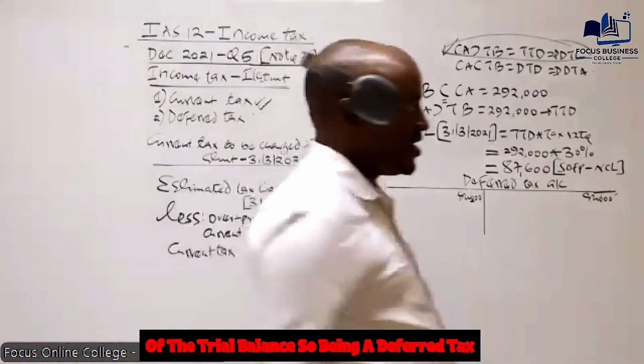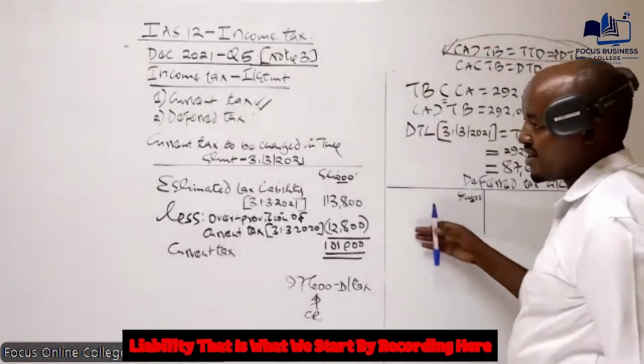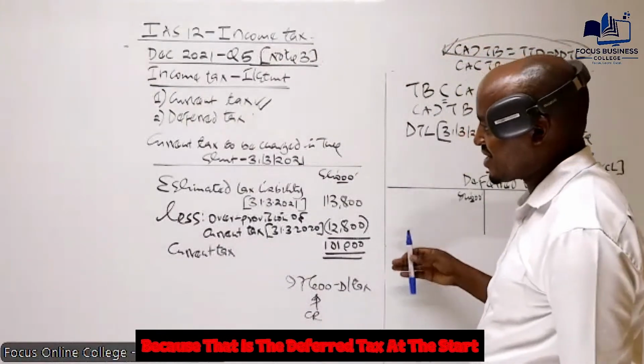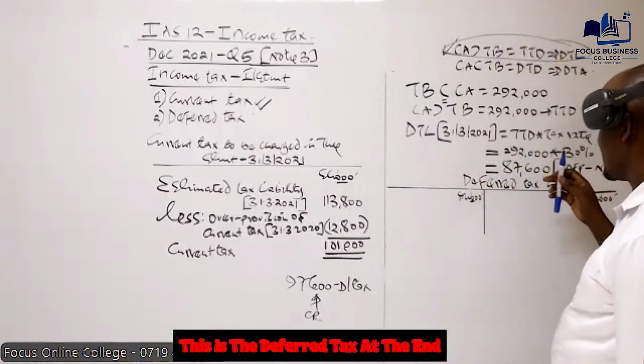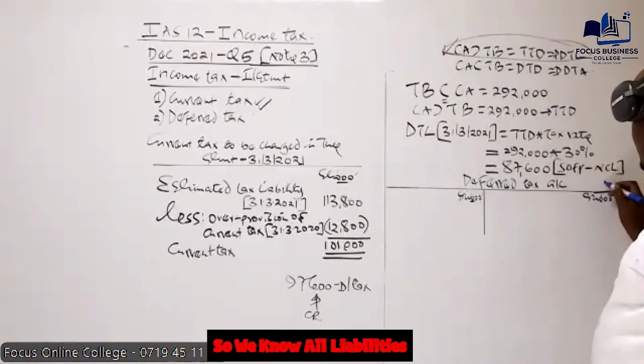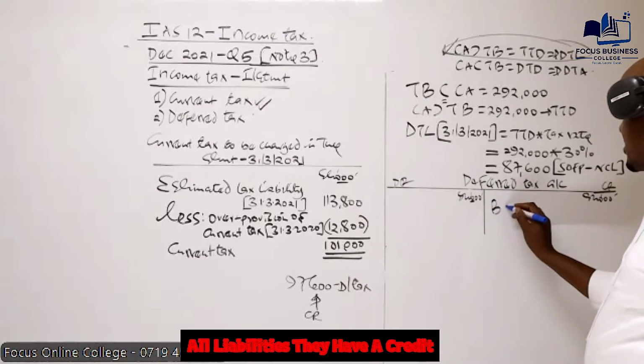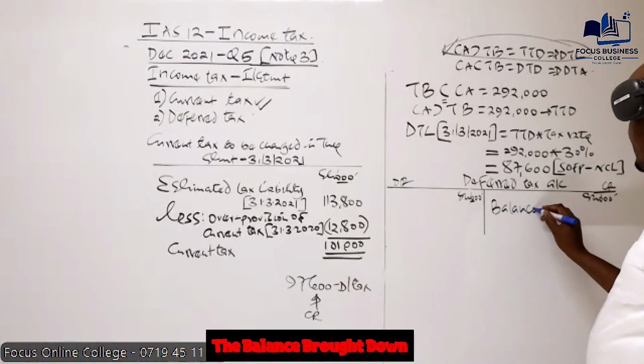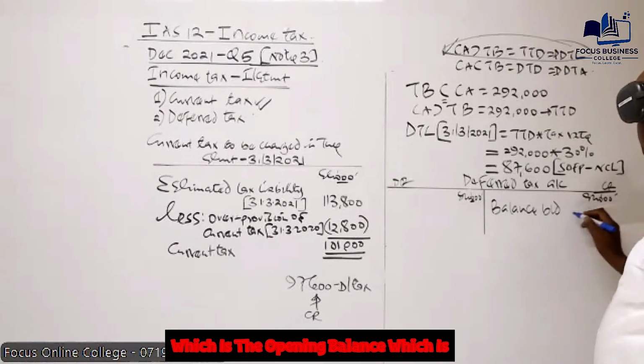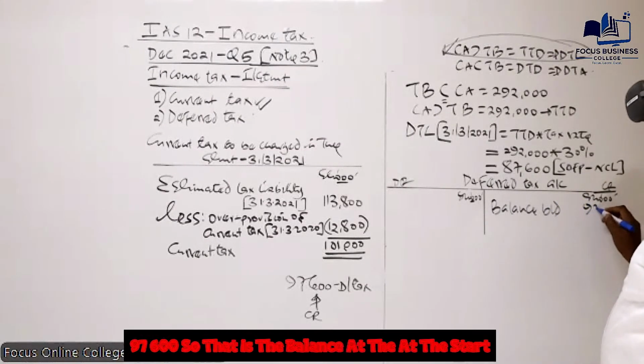So being a deferred tax liability, that is what we start by recording here, because that is the deferred tax at the start. This is the deferred tax at the end. We know that when preparing a ledger account, all liabilities have a credit balance. So we start by recording the balance brought down, which is the opening balance, 97,600. That is the balance at the start.